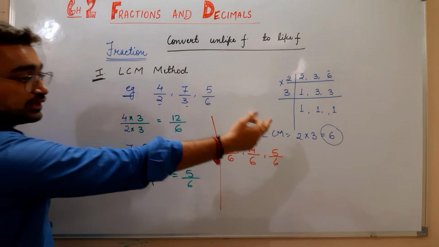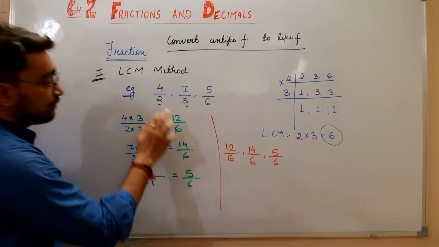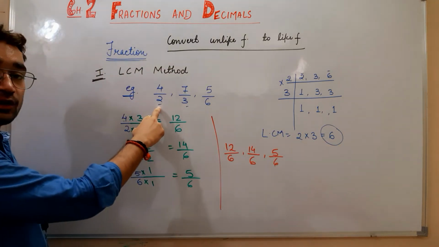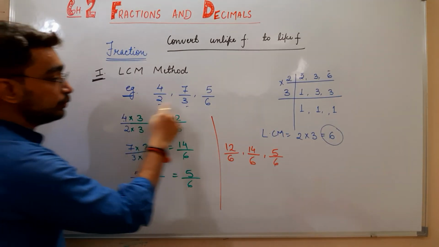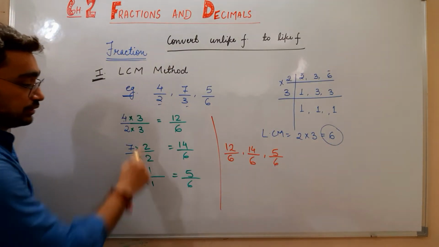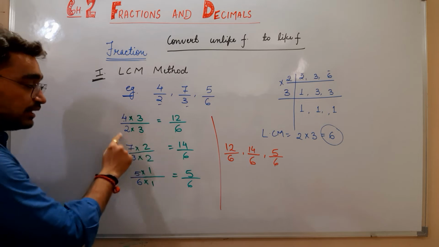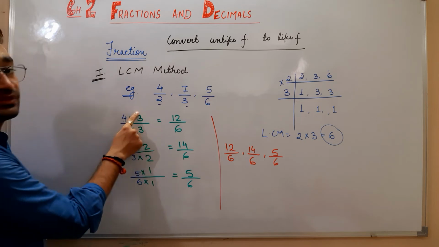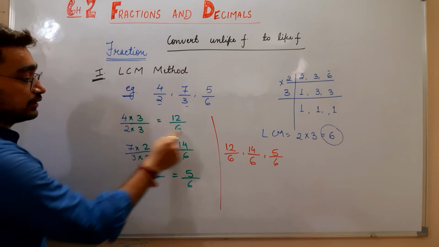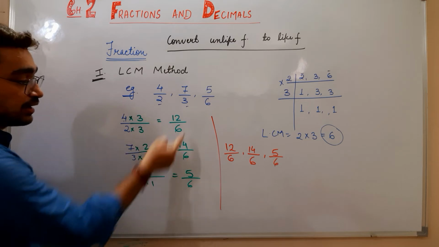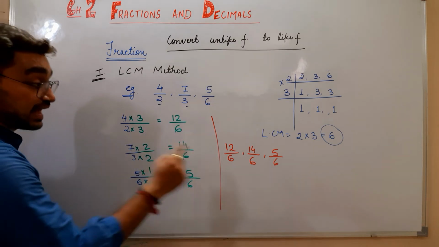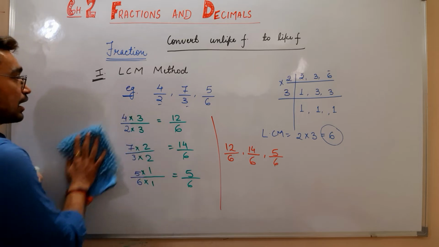Then after finding out the LCM, that we are getting 6, find out how much I should multiply in the denominator to make that number. 2 into how much to make it 6? 3. 2 3s are 6. If I am multiplying 3 here, I have to multiply 3 upside also. So 4 3s are 12. 2 3s are 6. Like this way I have done, and I got the like fractions. I hope it is clear.